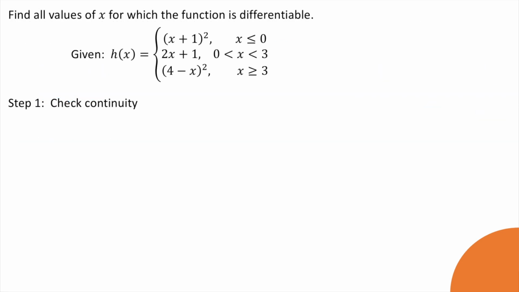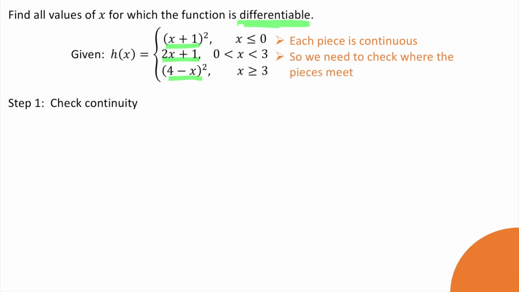Hey, piecewise functions, our favorite. Find all values of x for which the function is differentiable. So step 1 is to check continuity. Now, each of the pieces is continuous because they're each pretty little polynomials. But we need to check where the pieces meet. So we're going to check x equals 0 first. That's where the two pieces meet.